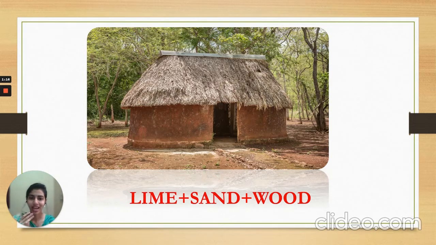Houses during the ancient period were built using the materials called lime, sand, and wood. The people during the ancient period used to mix these three materials and build houses like how you see in the picture. It used to be very simple.